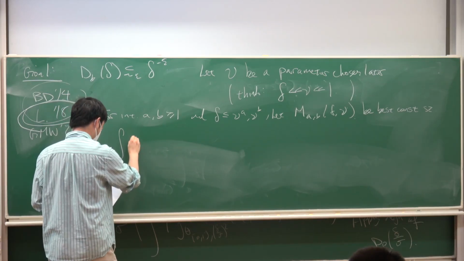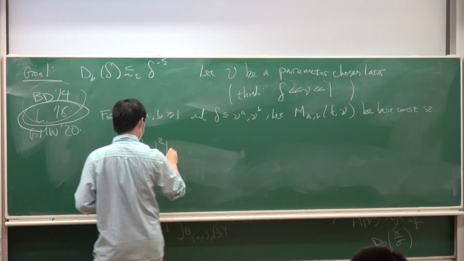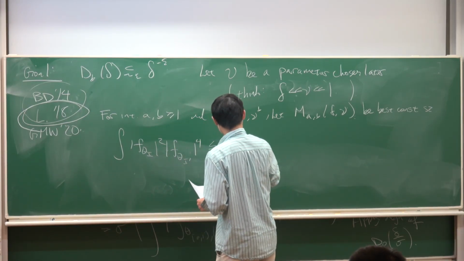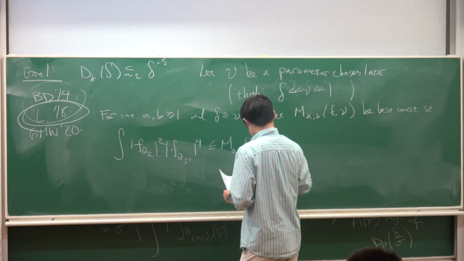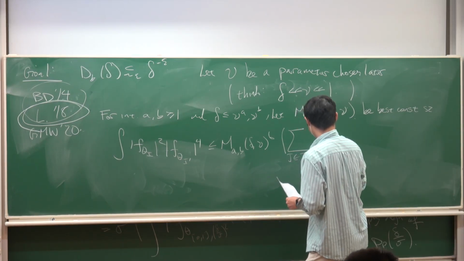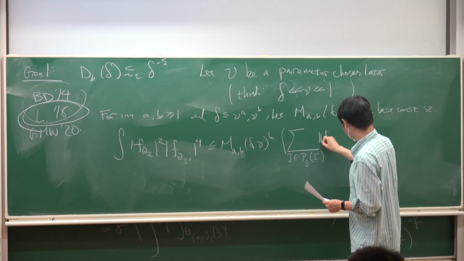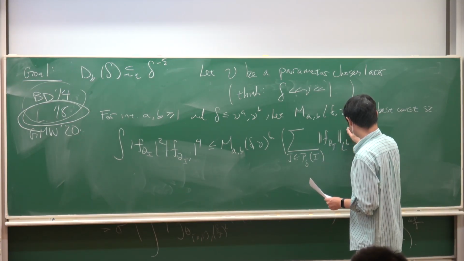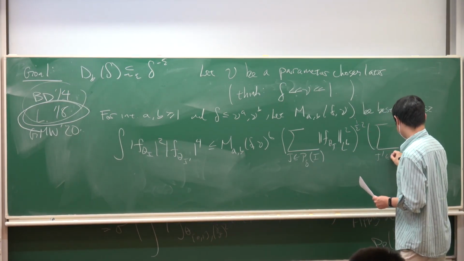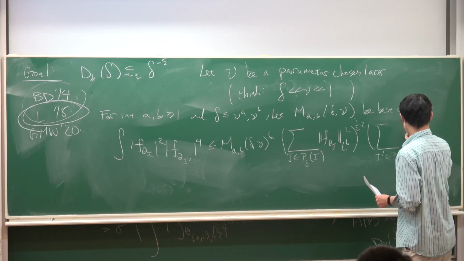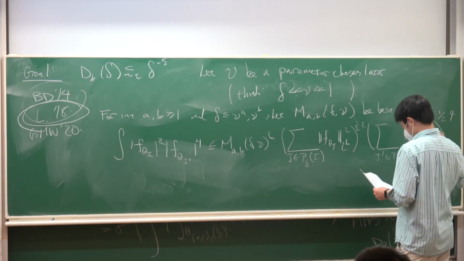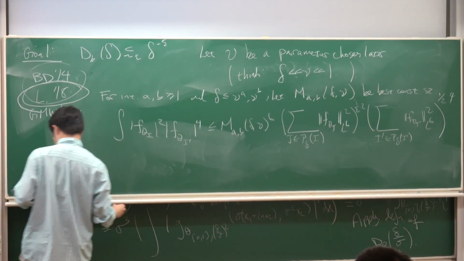all right, let's write something. The norm of f_theta_I squared, f_theta_I prime to the 4 is less than M_{a,b}(delta, nu) to the 6, sum, partition I into delta intervals. And then we partition I prime into delta intervals. Okay, let me define notation for all f.